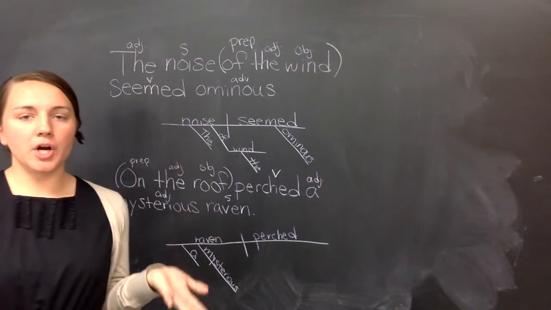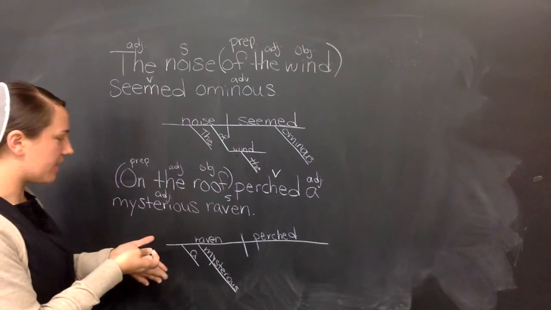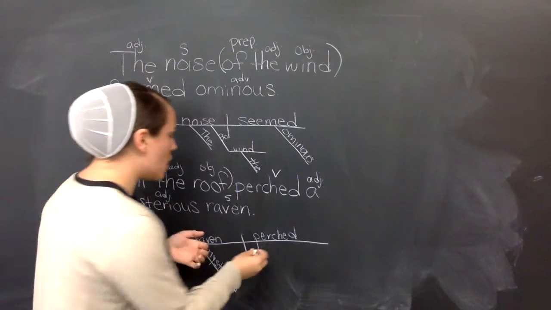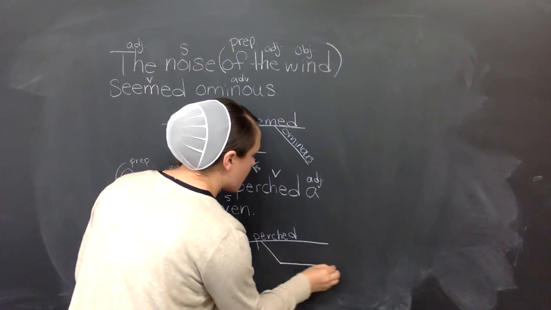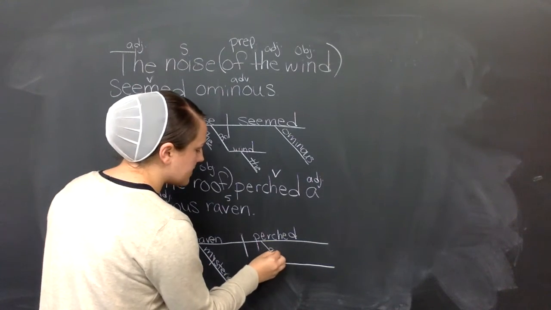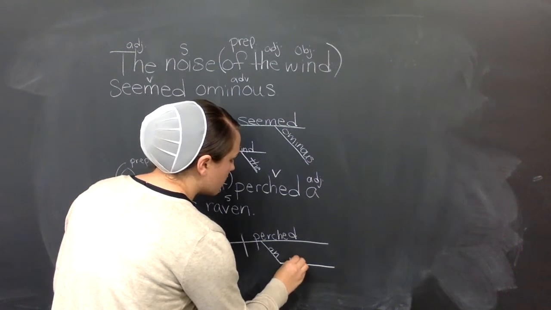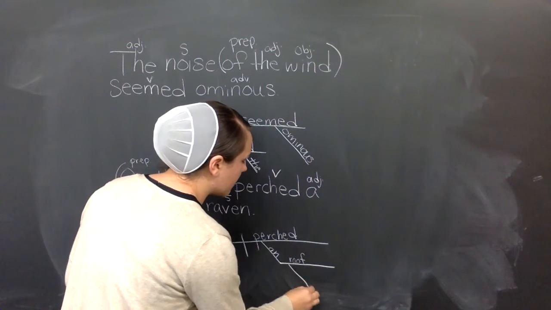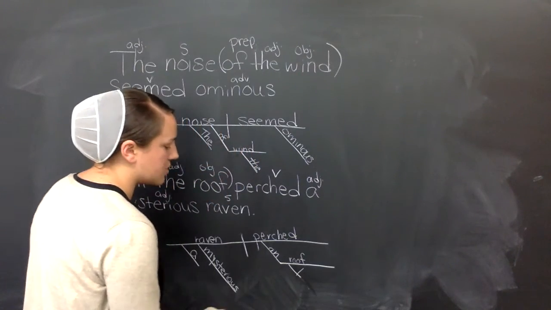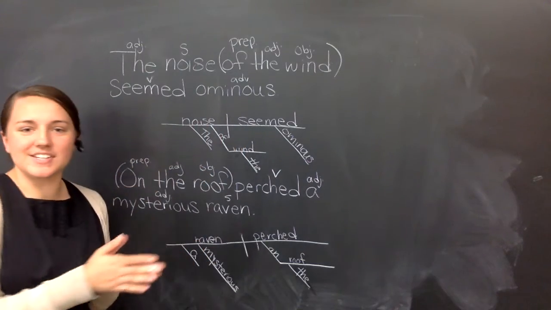Is it on the roof perched or on the roof raven? What is that talking about or describing? On the roof perched is describing where the raven perched. So we're going to put our prepositional phrase underneath our verb perched. Our preposition goes here on this line. Our object goes on the horizontal line, and the goes right underneath. The goes right underneath the object. Okay, and that completes our sentence.